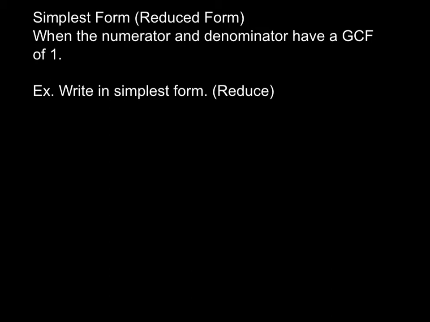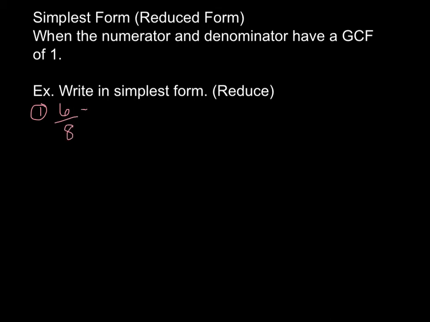Okay, so here we're going to talk about simplest form, or reduced form. And that is when the numerator and denominator have a greatest common factor of 1. So let's do a couple examples of this. The first one we're going to do is 6/8.